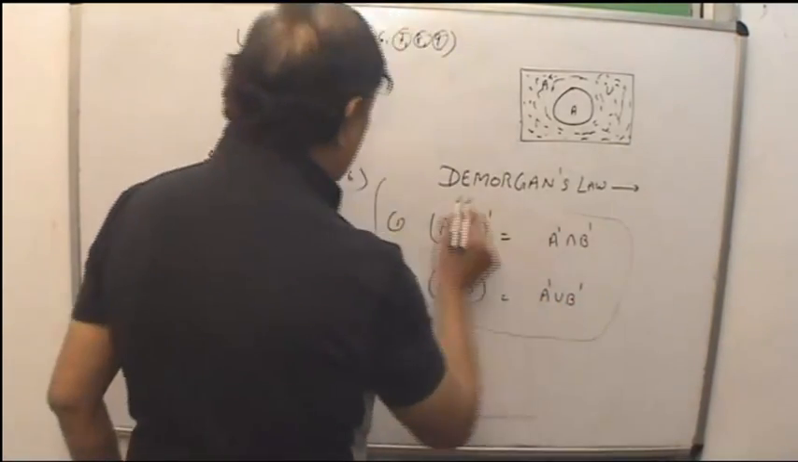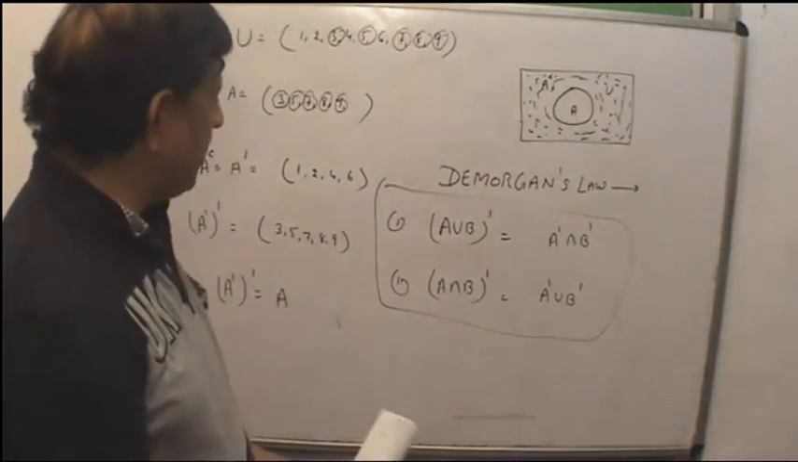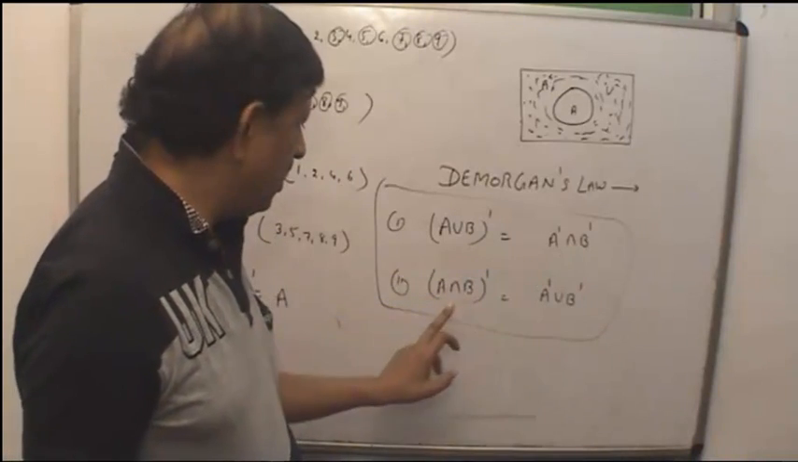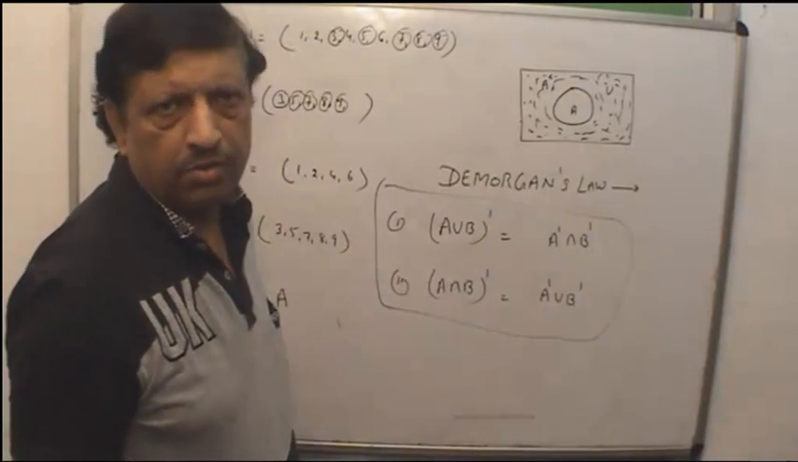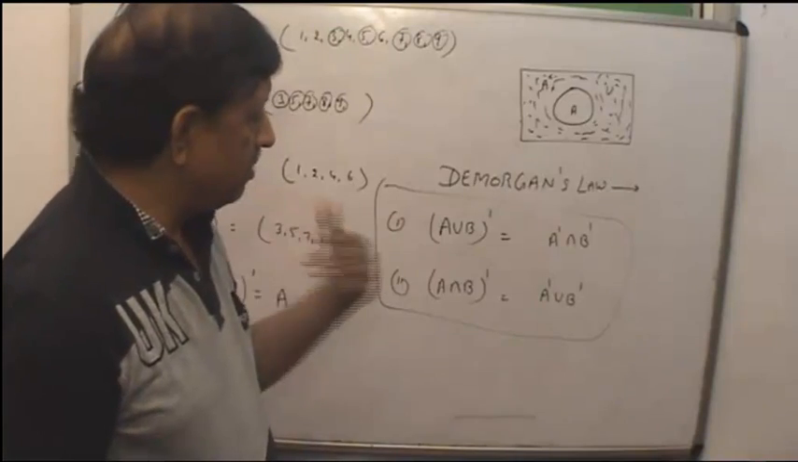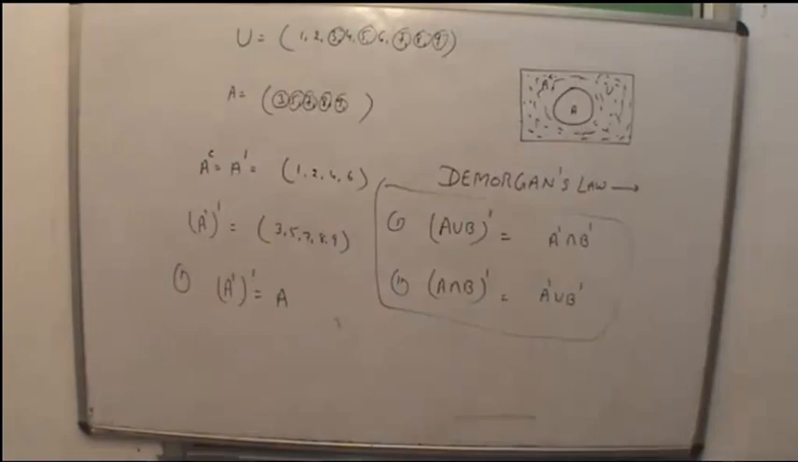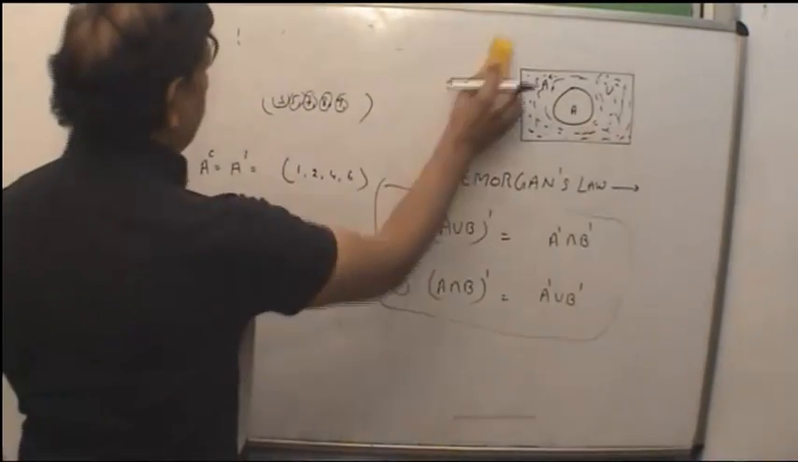In particular, what do we say? When we take the complement, the union converts into the intersection, and the intersection into the union, with the separate complements. Here we see the law in an example and also in the theoretical form.